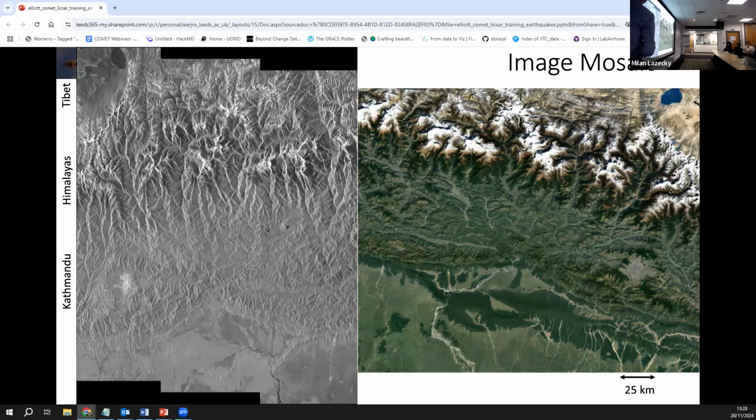This is the Tibetan Plateau in the north, the Himalayas, the Kathmandu Valley, and then the northern Ganges down here. This is what it looks like in a Google Earth red, green, blue equivalent image. So this is Kathmandu, the Tibetan Plateau, the mountains. So you can see they look very different. So you have to spend quite a bit of time if you work with this imagery, if you want to interpret it.